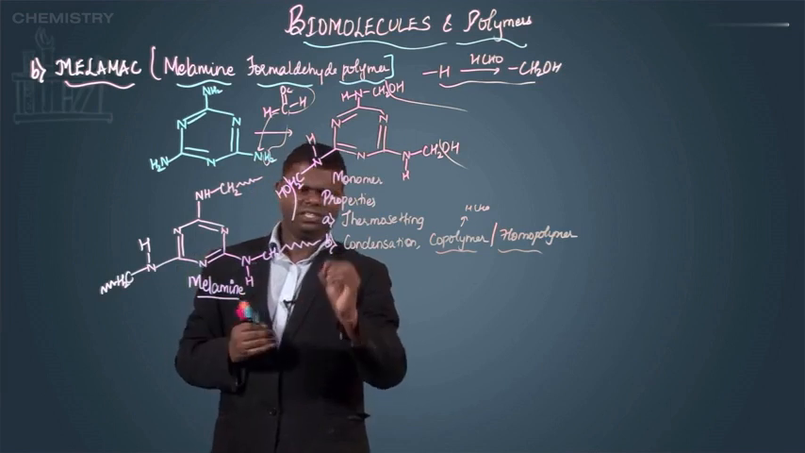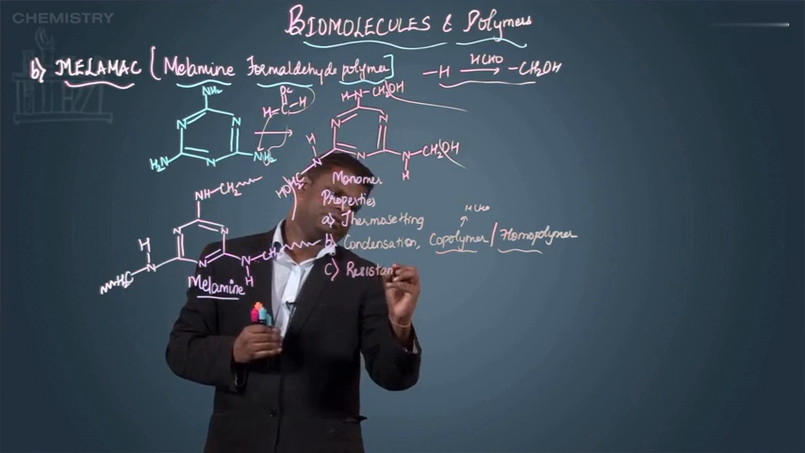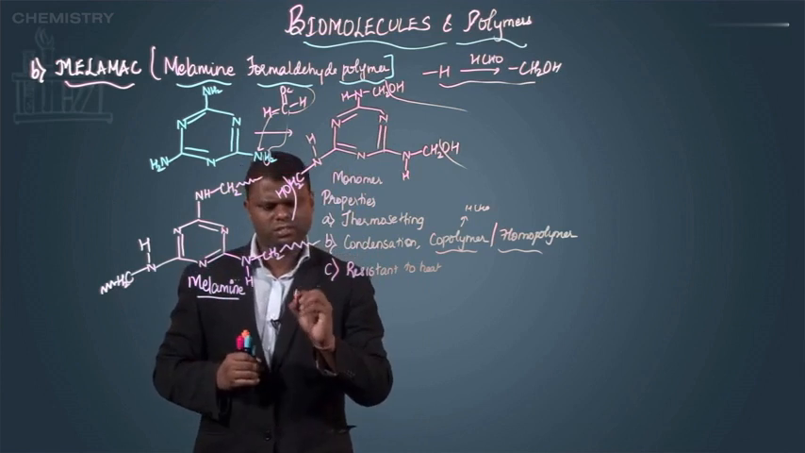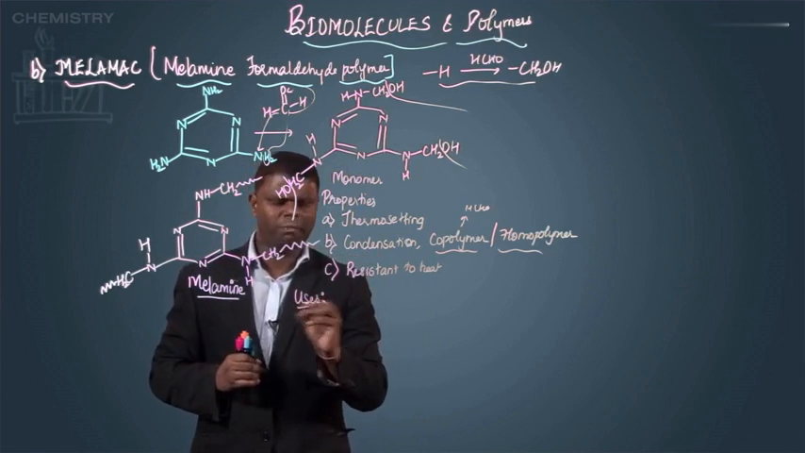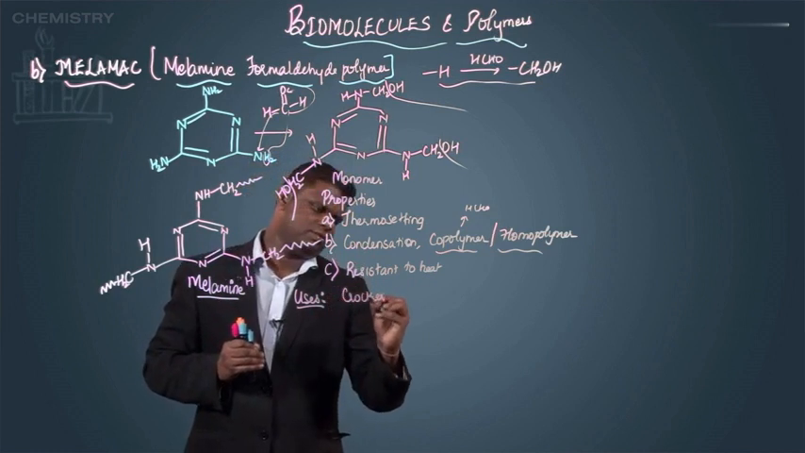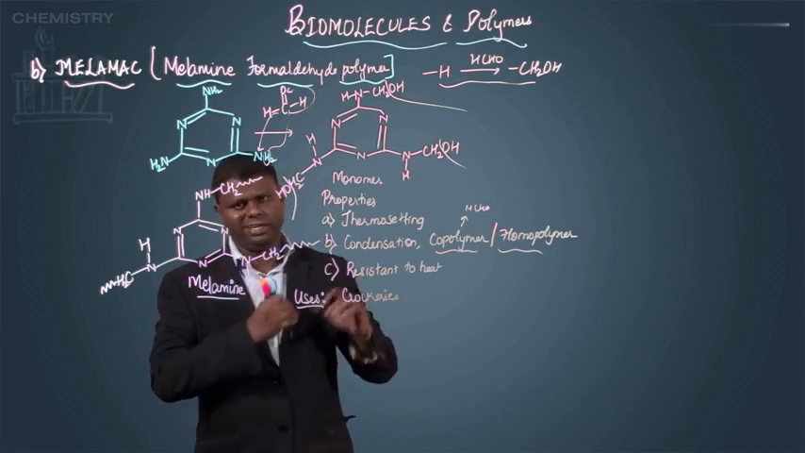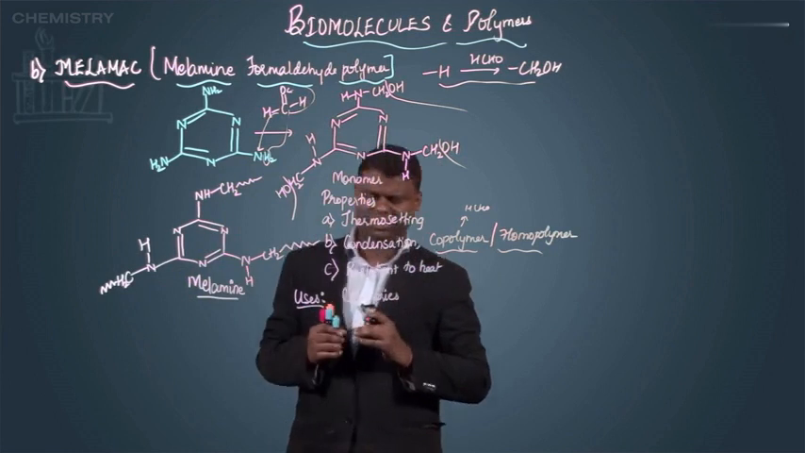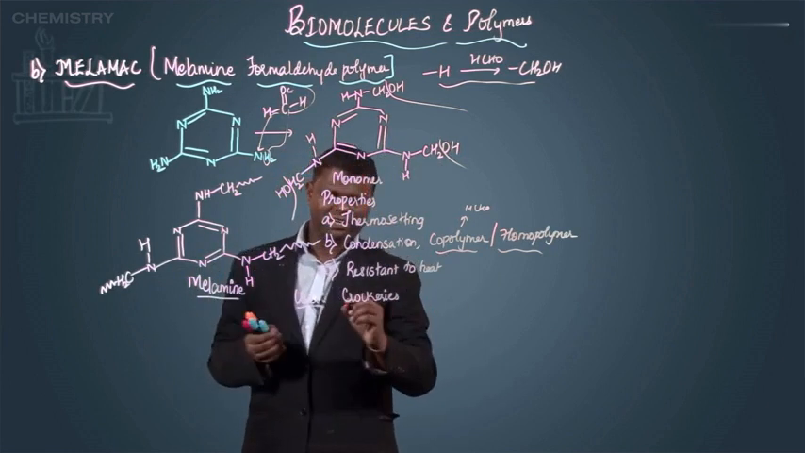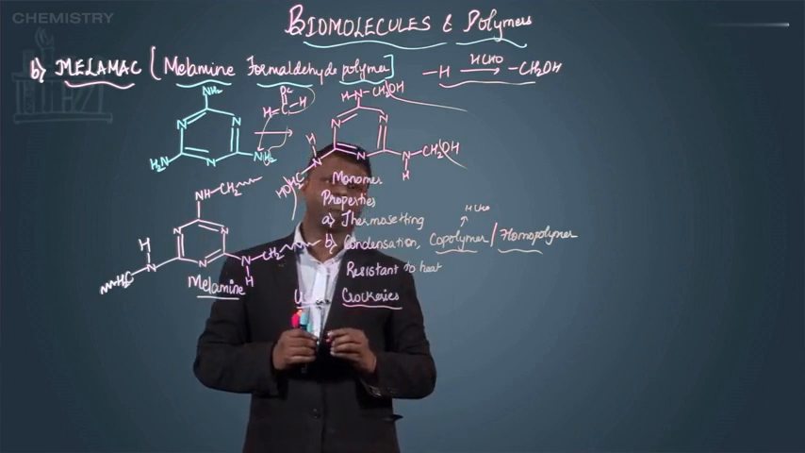Then the next property, it is resistant to heat, right? You have seen this polymer, basically melamac, in beautiful crockeries. These crockeries like cup and saucer, you could put a heated liquid like hot tea or hot coffee or anything, and it won't melt, right? Similarly, the moment it falls down, it breaks, right? So this is nothing but an example of a thermosetting polymer, which is melamac.